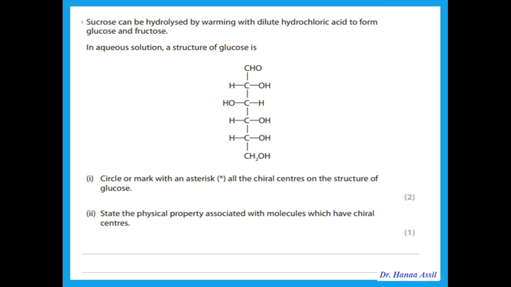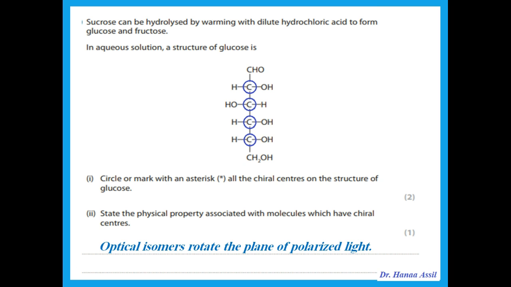This question says sucrose can be hydrolyzed by warming with dilute hydrochloric acid to form glucose and fructose. Circle or mark with an asterisk all the chiral centers. Which one is a chiral center? We said it's the one that has 4 different groups attached to it. Actually, all of these are chiral centers. All of these are bonded to 4 different groups if you look at each one. Now, state the physical property associated with molecules which have chiral centers. We said if they have chiral centers, then they are optical isomers, and so they rotate the plane of polarized light in different or opposite directions.